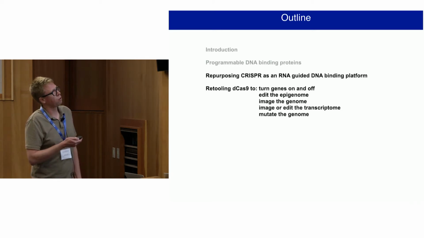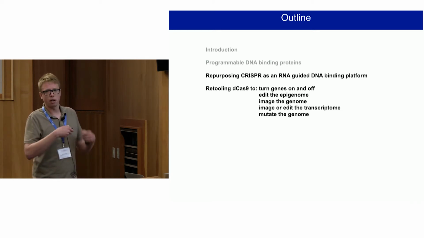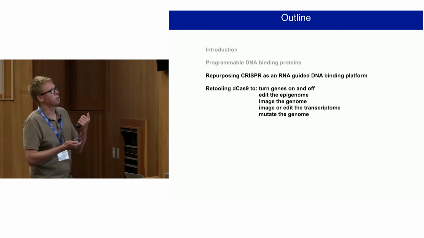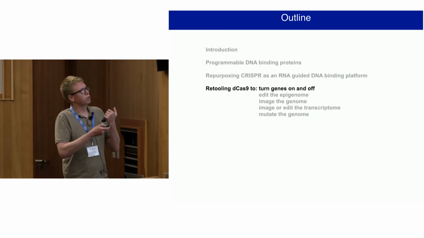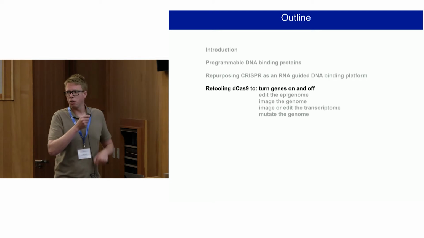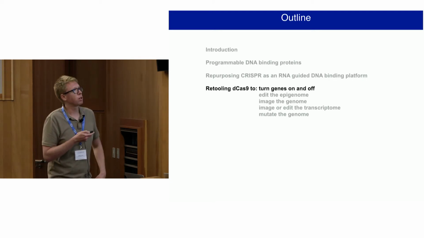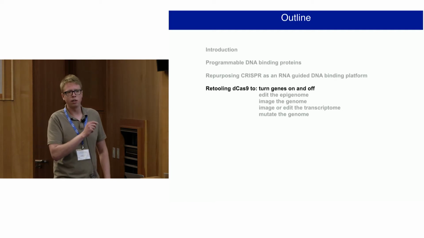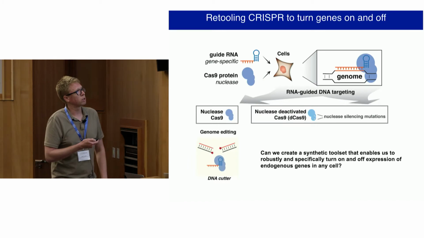To get there, though, we need to talk a little bit about how we figured out how to do this in human cells. And so really what we initially focused our efforts on was whether we could use a repurposed CRISPR system to turn gene expression on or off. And I'll describe why we did that over the next slides.